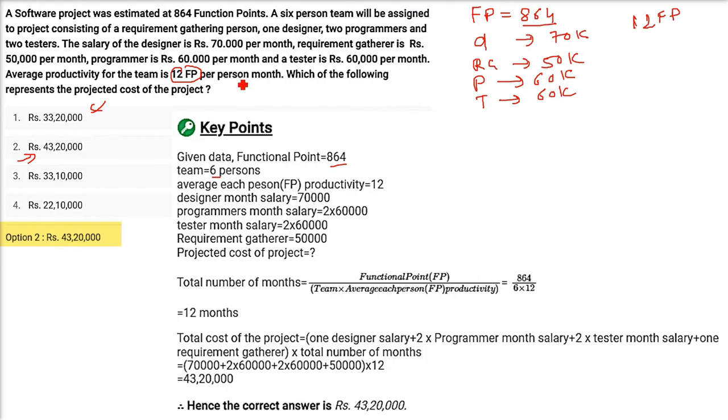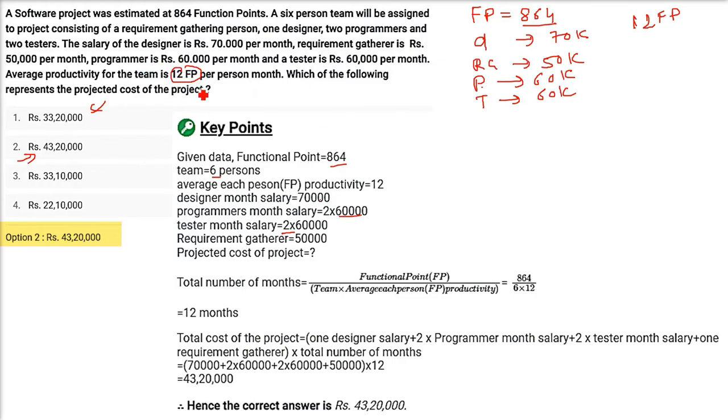And since we have 2 programmers and 2 testers, the designer salary is 70,000. So the programmer there are 2, so 2 into 60,000. Tester also 2 into 60,000, and requirement gatherer is 50,000. So the total number of months first we have to find out. And if you are not able to remember the formula, you can easily do using the units. And the months will come when?